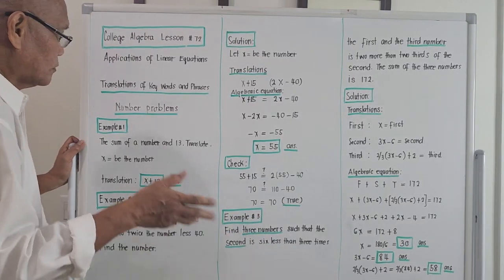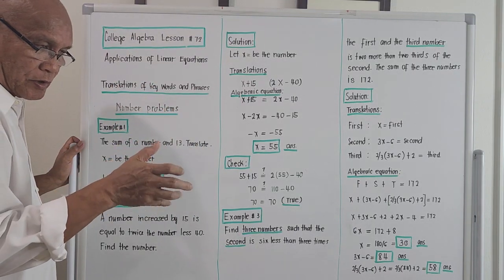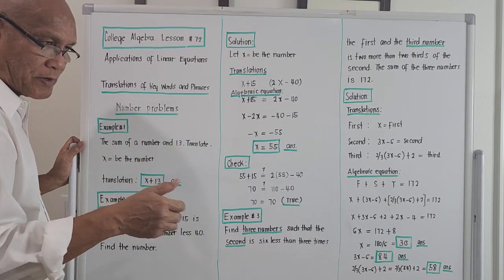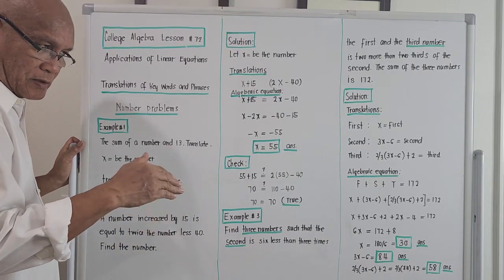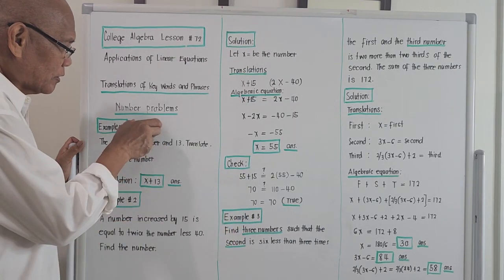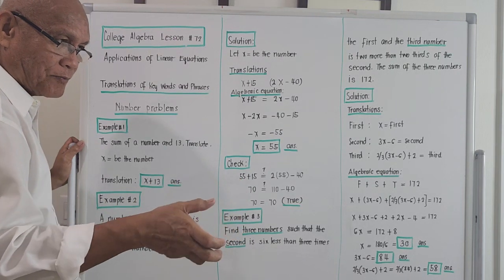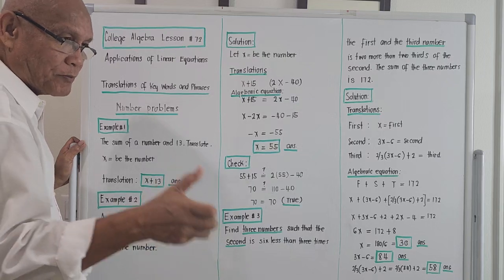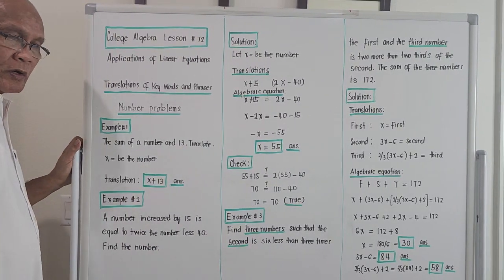For the solution of application of linear equations, we need to translate some keywords or phrases. Keywords or phrases are actually a group of words that form a concept. So for number problems, let's bring out an example of the translation of keywords and phrases to solve a number problem. I will give you example number one.